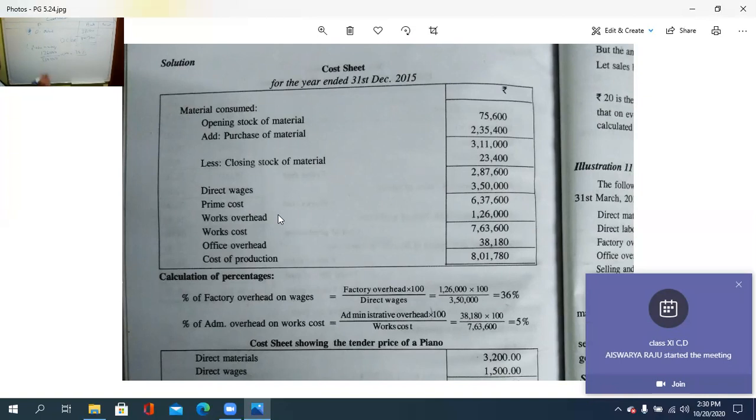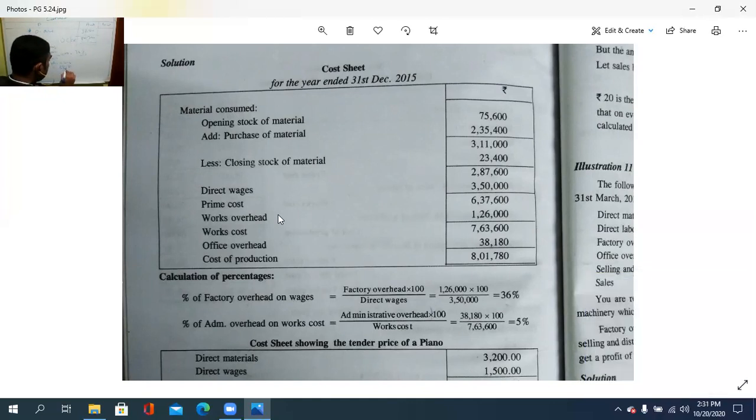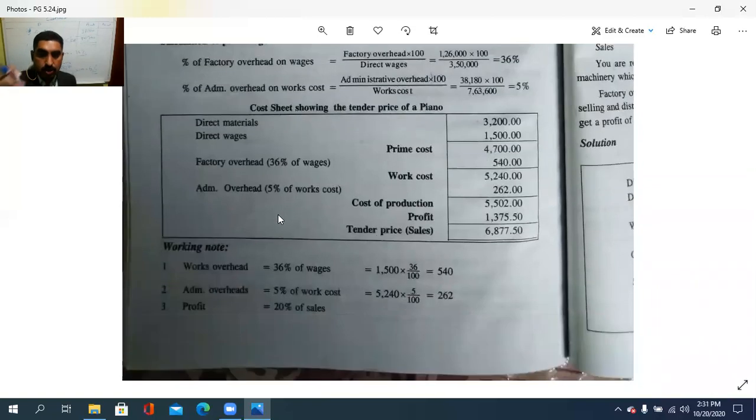Then, percentage of administration overhead on work cost. So it is administration overhead or office overhead, 38,180, divided by work cost, how much is it? 763,600 into 100. So 38180 divided by 763,600 into 100. So it is 5%. Okay.